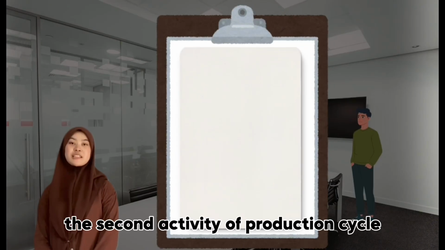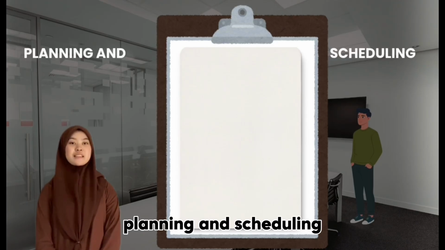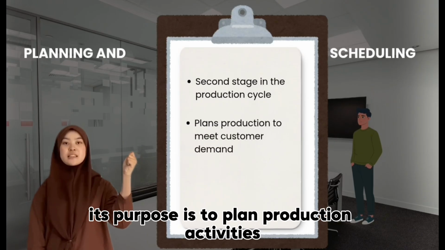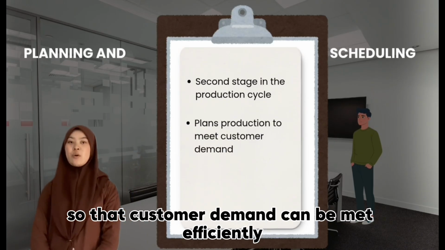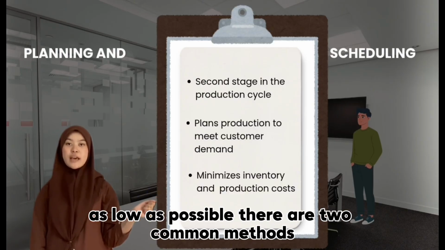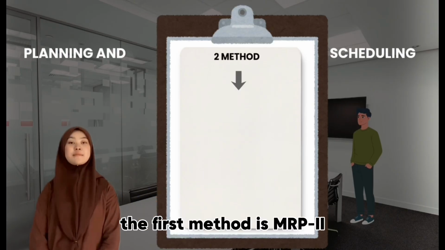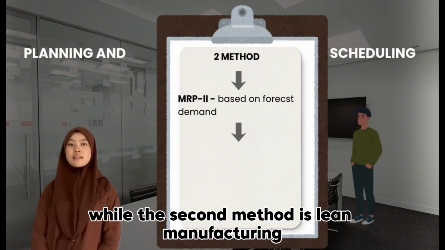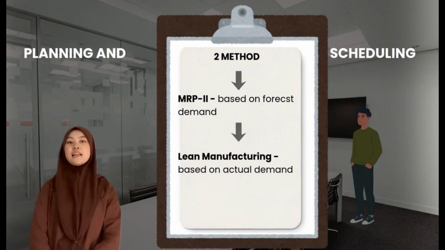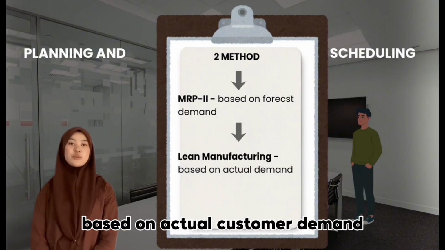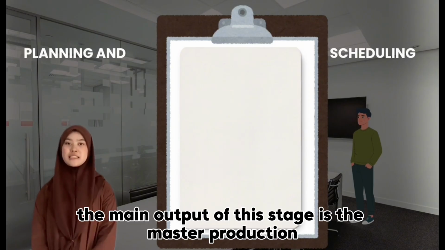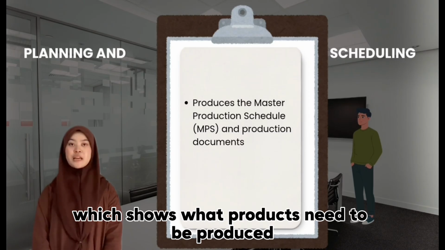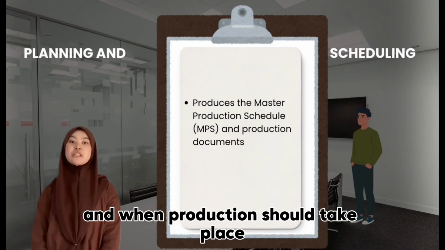The second activity of production cycle is planning and scheduling. Planning and scheduling is the second stage in the production cycle. Its purpose is to plan production activities so that customer demand can be met efficiently while keeping inventory and production costs as low as possible. There are two common methods. The first method is MRP2. MRP2 plans production based on forecast demand, while the second method is lean manufacturing. Lean manufacturing produces goods based on actual customer demand. The main output of this stage is the Master Production Schedule, or MPS, which shows what products need to be produced, how many units are required, and when production should take place.